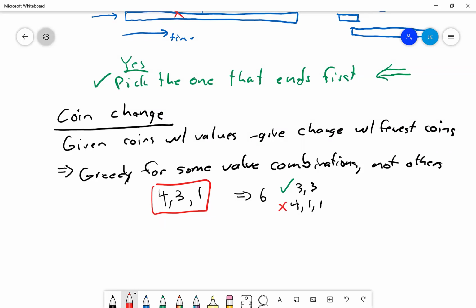A simple example would be if everything is a multiple of the one below it. So if you have 1, 5, 10, and 100, well, clearly you pick the hundreds, and then you pick the tens, and then you pick the fives, and so on.